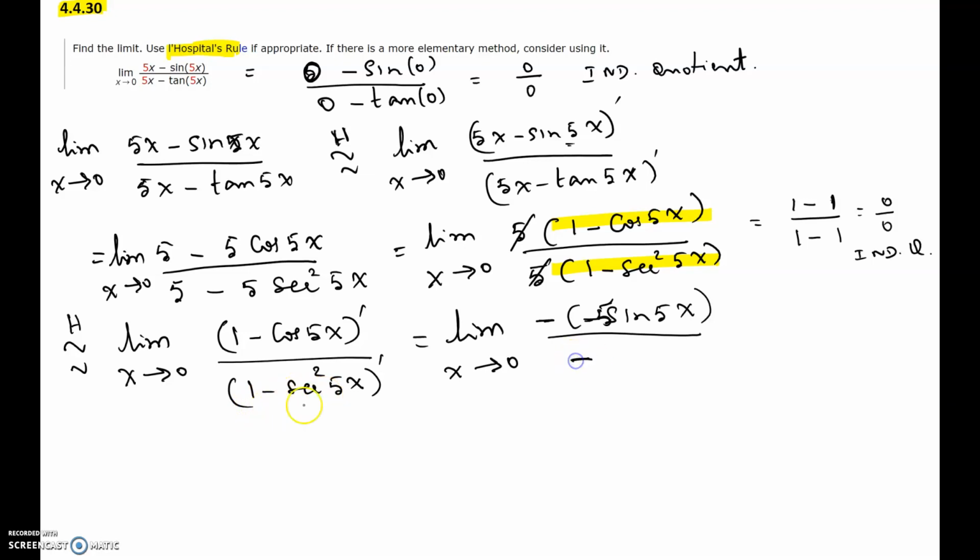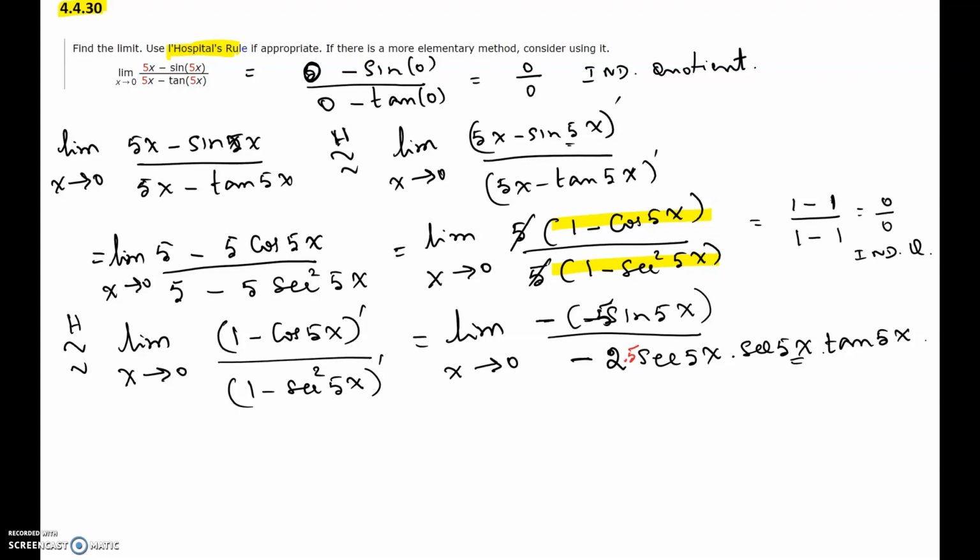the derivative of 1, which is 0, and you keep the minus in the denominator, the derivative of secant square 5x, which is going to be 2 secant 5x times the derivative of secant 5x, which is secant 5x tan 5x. The derivative of secant is secant tan. And you also have to consider the inner derivative, the derivative of 5x, which is 5. So times 5.